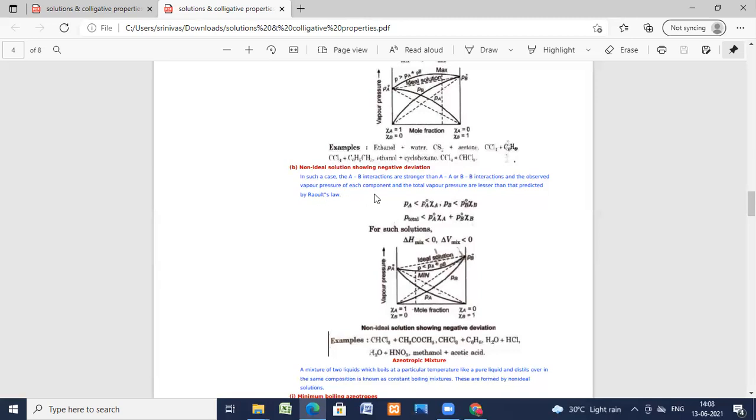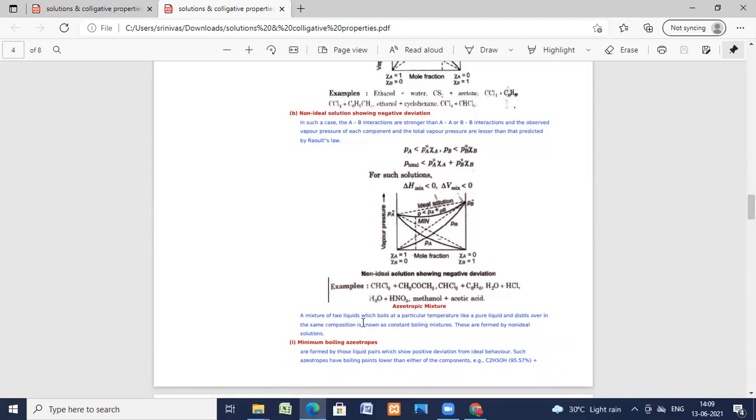Therefore, each component's contribution to the total vapor pressure will be lesser because of the strong interactions between AB. The vapor is not formed, bond breaking is less, vapor formation is less. So compared to the ideal behavior, you get lesser vapor pressure here. These are the dotted lines for the ideal behavior, but you are getting lesser ones. So this is the negative deviation.